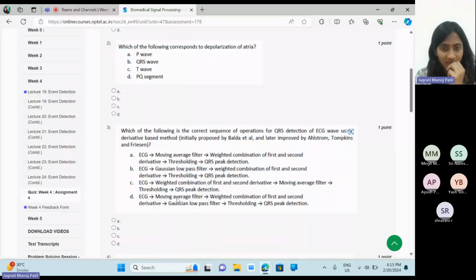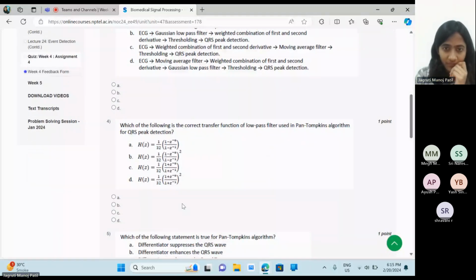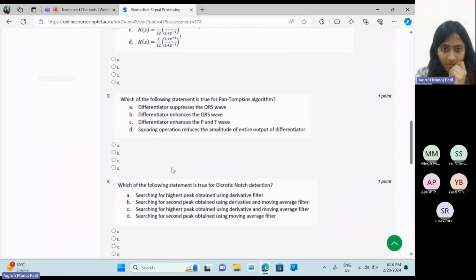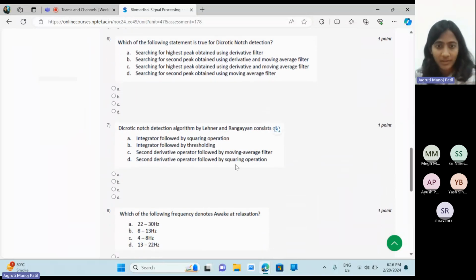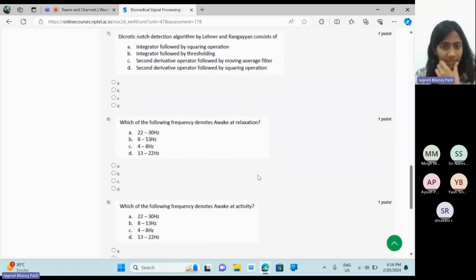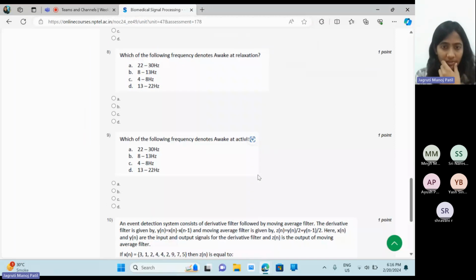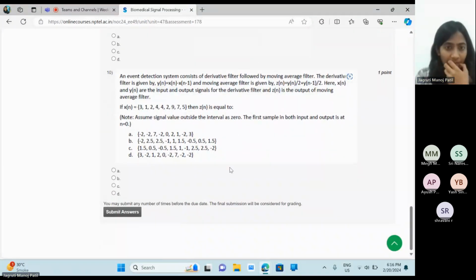Then this is there. Then this is also there. This is also there. Diacritic notch is also there. This is the last one for the notch. This is the frequency for ECG. Same. Okay, this one. This one you guys had an issue?